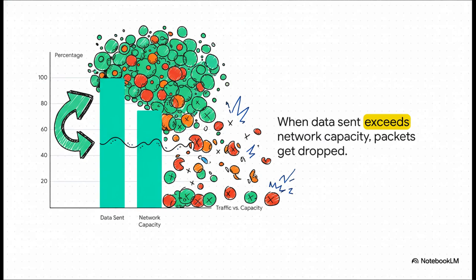And here's the problem in a nutshell. As you can see, the amount of data we're trying to send is way more than the network can actually handle. That extra traffic doesn't just wait politely in line. It creates a digital logjam, causing packets to get dropped and everything to grind to a halt.